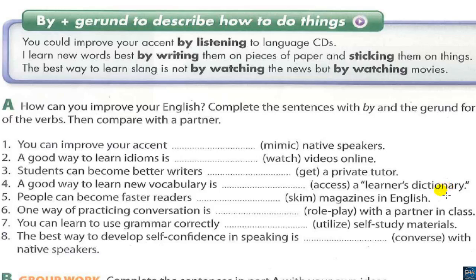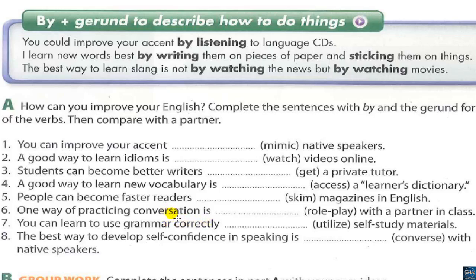Dictionary, American, British. 5, people can become faster readers by skimming magazines in English. To skim, to read fast. 6, one way of practicing conversation.